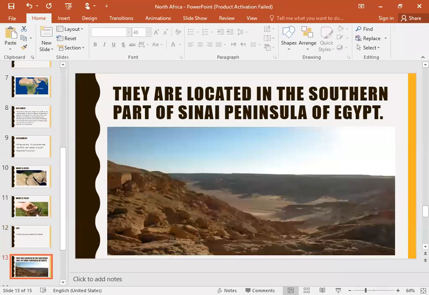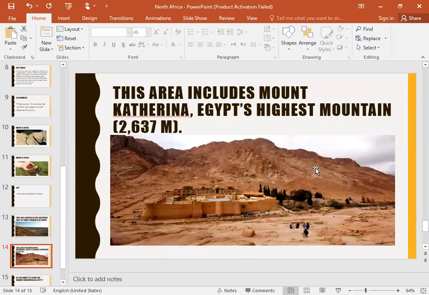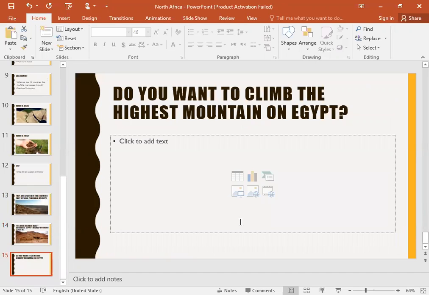They are located in the southern part of the Sinai Peninsula of Egypt. We said that we have a lowland and an area that includes Mount Katrina, Egypt's highest mountain. And we said that we have the Qattara, which is a very low land. This was a summary of the last lesson.